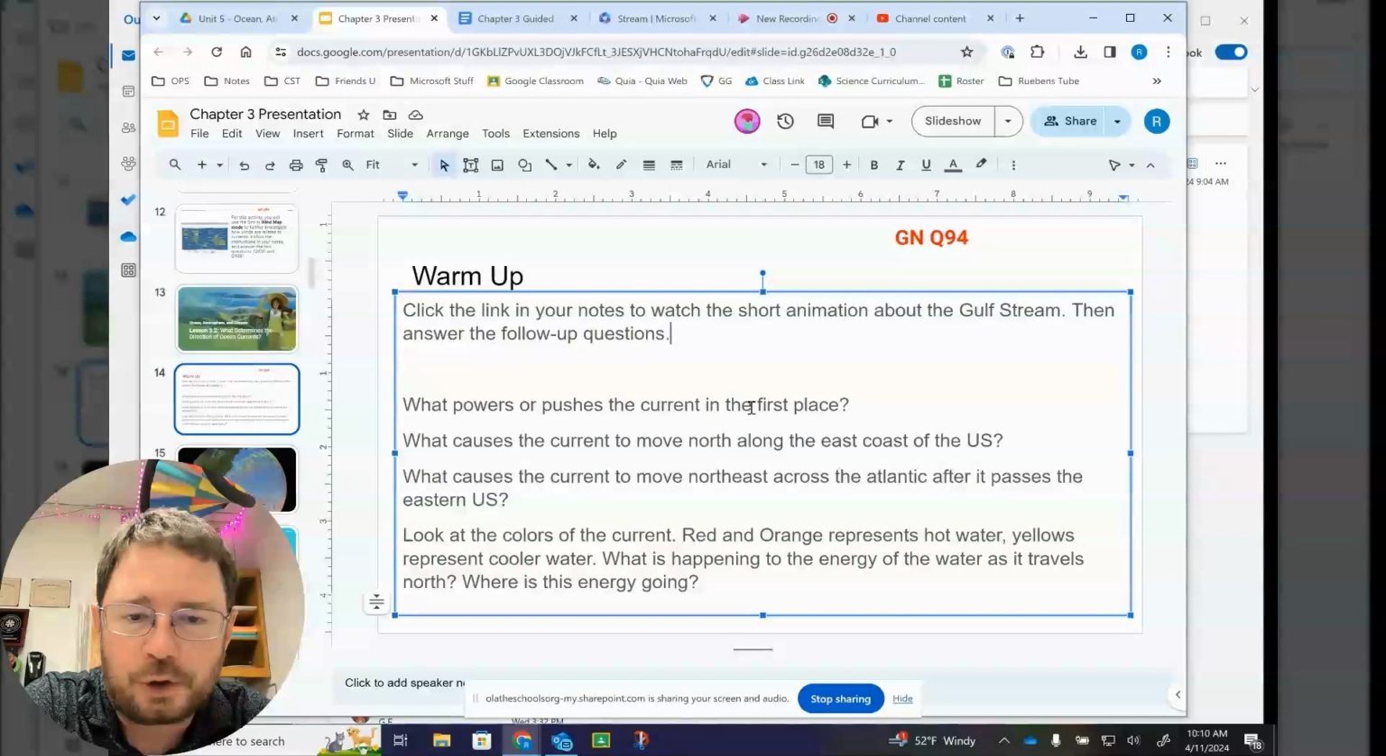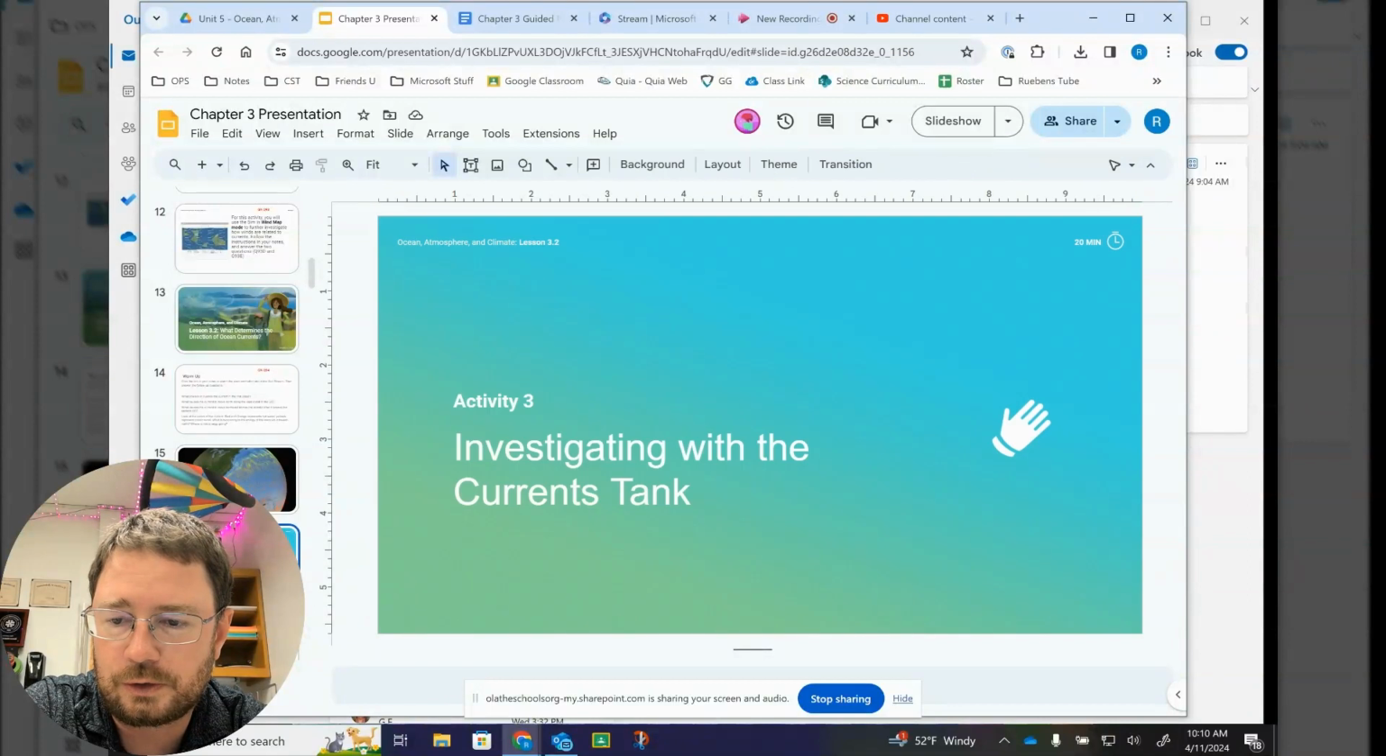What powers or pushes the current in the first place? What causes the current to move north along the east coast of the U.S.? What causes the current to move northeast across the Atlantic after it passes the eastern U.S.? And then look at the colors of the current. Red and orange represents hot water, yellows represent cooler waters. What is happening to the energy of the water as it travels north? Where is the energy going? So go ahead and click on the link, look at it, answer these follow-up questions.